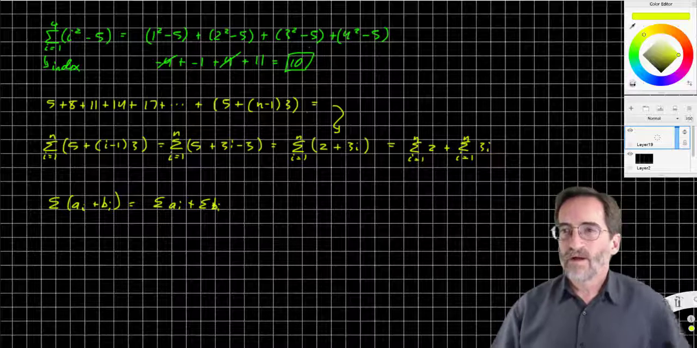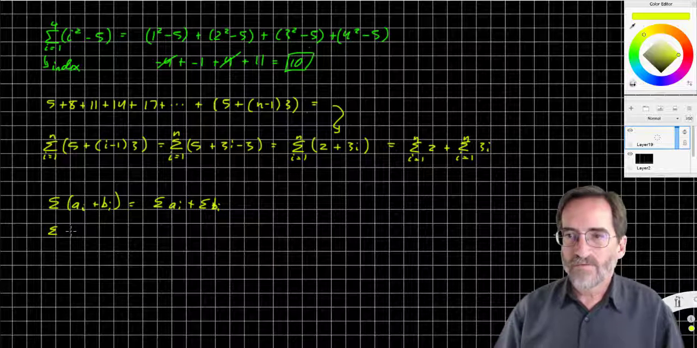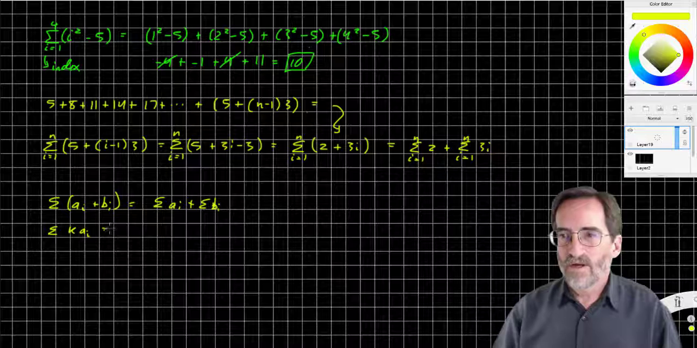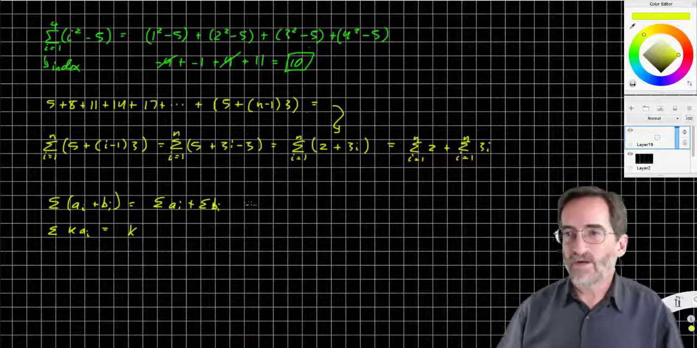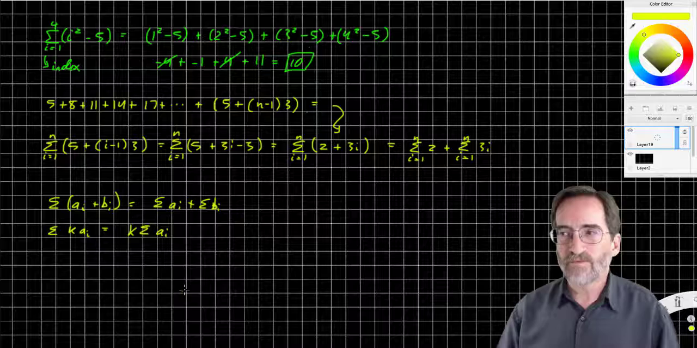What's more is if I have the sum of some constant times some ith term, I can take the constant out and multiply that. I can basically factor out the constant and multiply it. It's the constant times the sum of all the a sub i's.